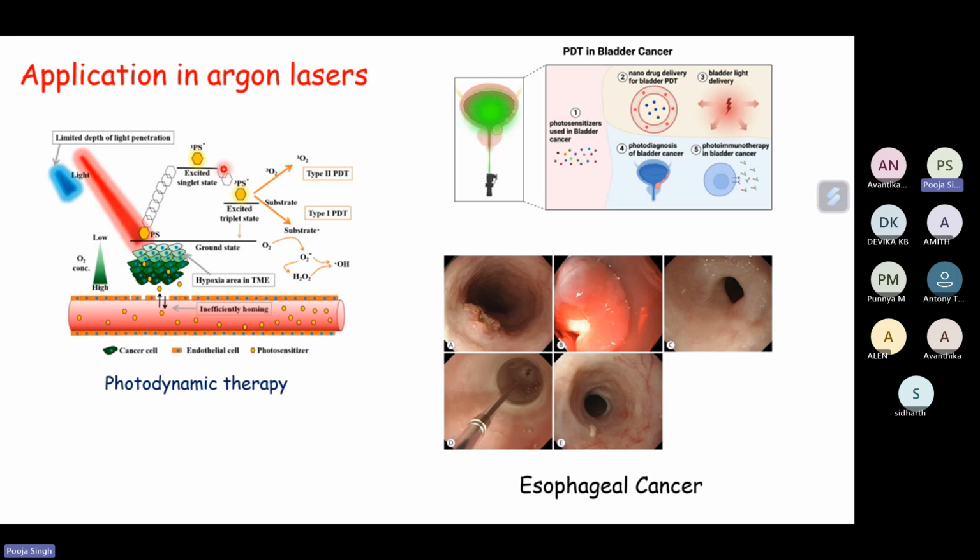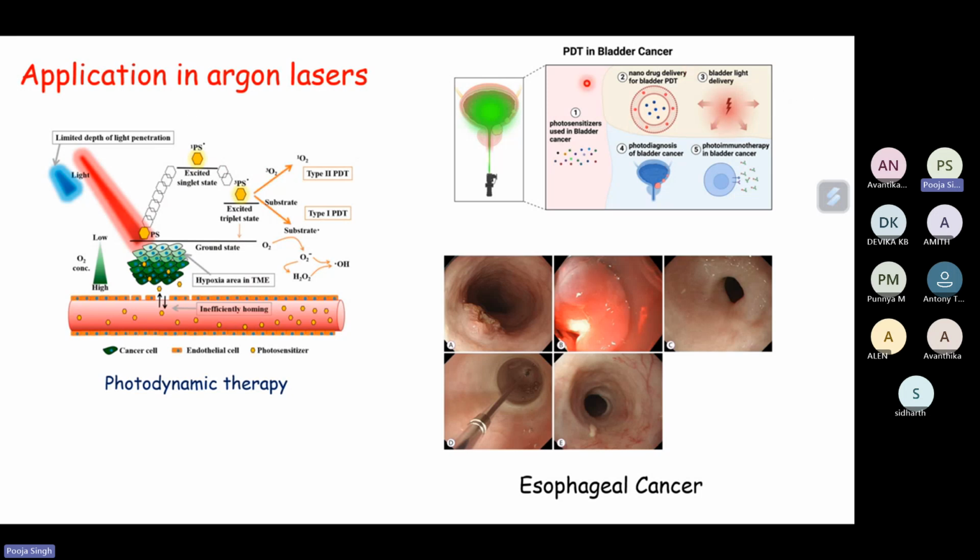Then this is the application. If you see the argon laser, it is mostly used in photodynamic therapy. What is photodynamic therapy? We will study it in the next class. Some photochemical reactions occur with oxygen and give different kinds of reactivity, in the form of radical states of oxidation and then peroxide and other things, which we will study in the next class.